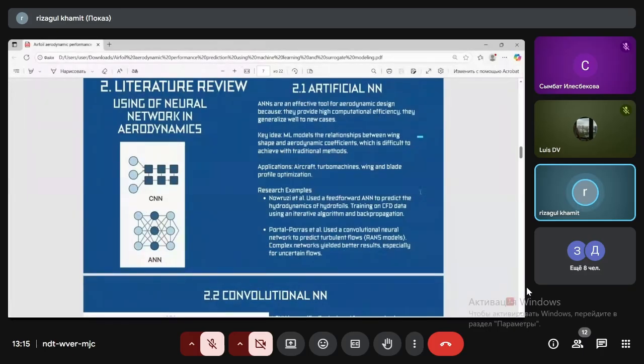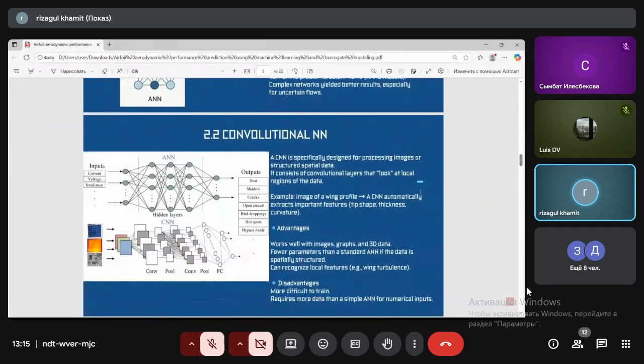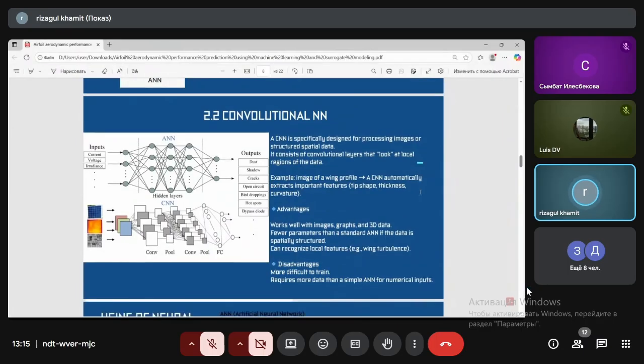Artificial neural network surrogate modeling possesses the advantages of computational efficiency and accurate generalization, making it a valuable tool for addressing aerodynamic design challenges. Its applications are aircraft, turbomachines, and blade workflow optimization. Meanwhile, convolutional is designed for processing images, spatial images, and structured spatial data. It consists of convolutional layers that look at local regions of the data.